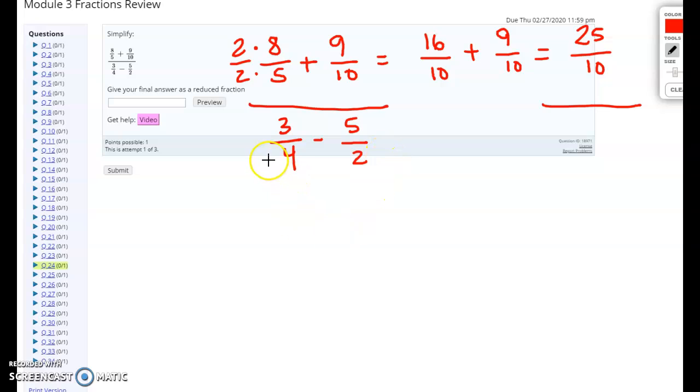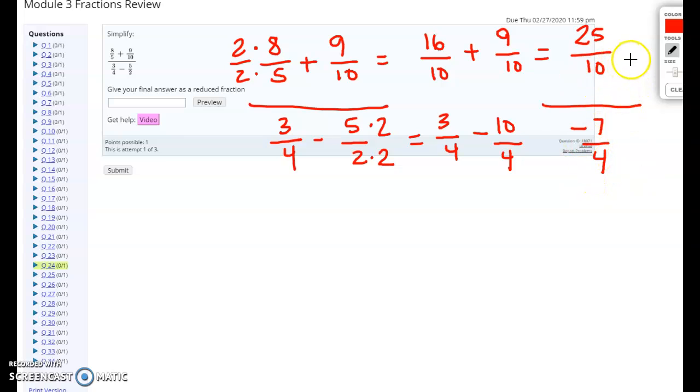Same thing on the bottom, need to find my LCD, looking for a number that both 4 and 2 will go into. Well, this one works out nice too. They both go into 4, so I'll only have to change the second one. I have 2 times 2 here, and again I have to multiply the top by the same number. So I'm going to get 3/4 minus 10/4. So 3 minus 10 is what I'm really looking at, and I get a negative 7/4. Okay, so that's kind of the first step. Get the top into just one fraction and the bottom into just one fraction.